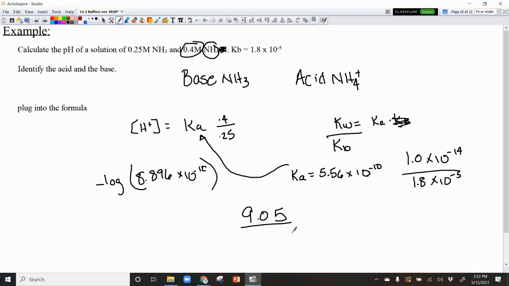9.05. So you see, it doesn't matter if you have an acid or if you have a base, you do the exact same formula. This just required one more step here to get the Ka, because since this is a base, the Kb was given to us. Okay, but it's exactly the same formula.